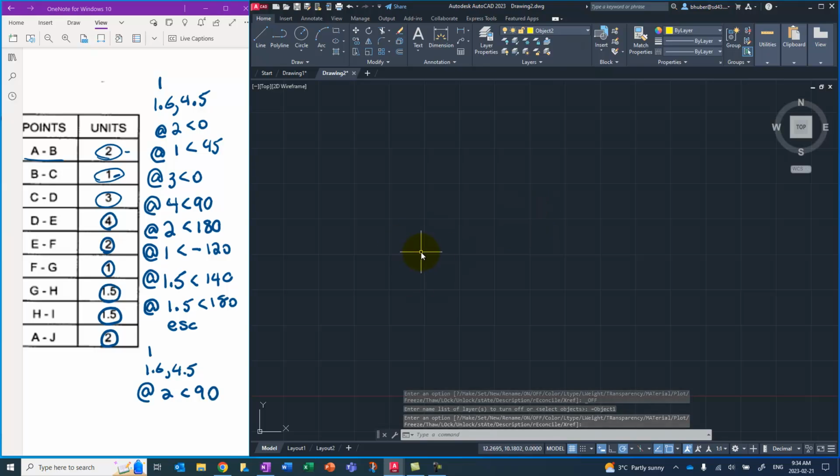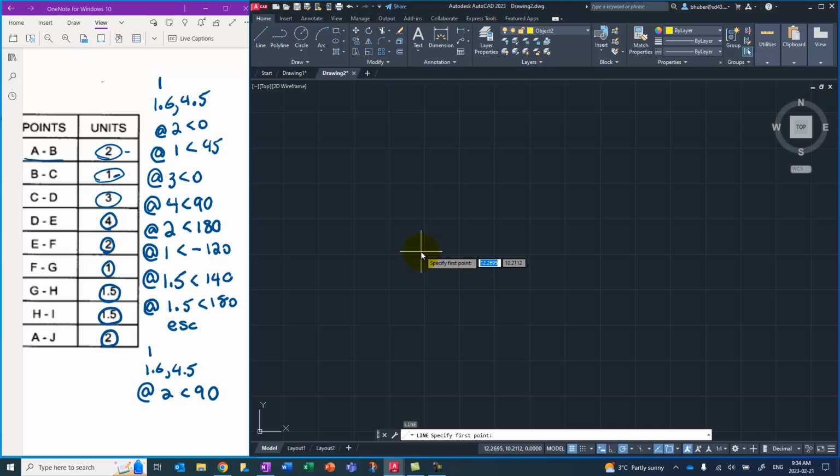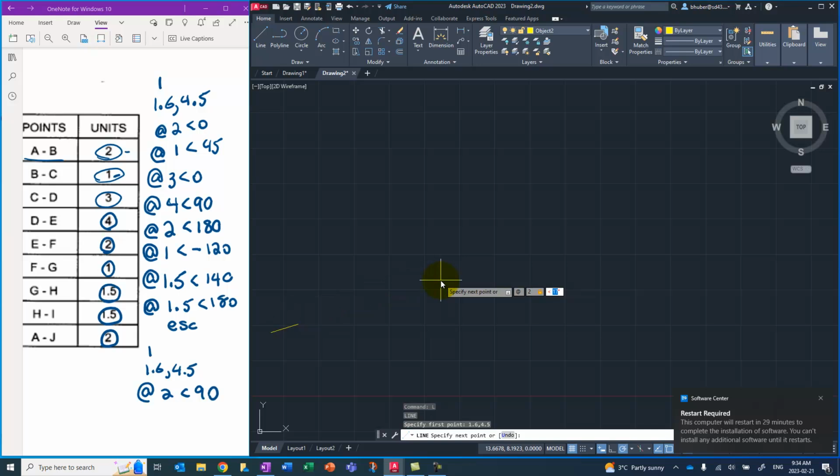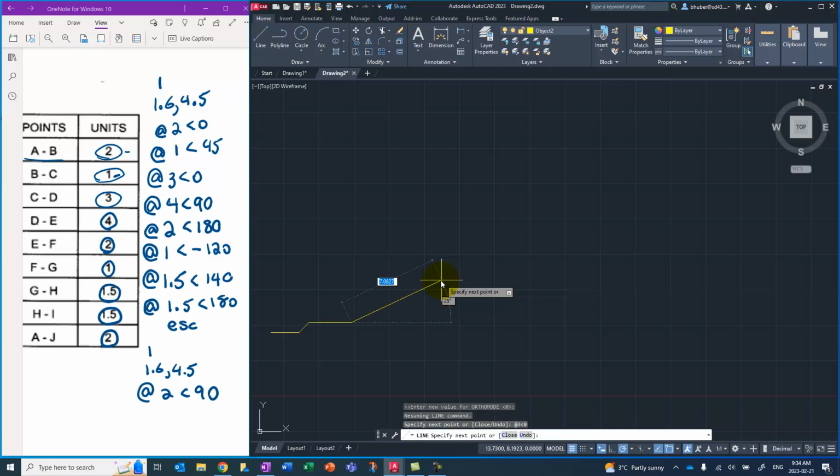So let's start our object by typing L for line. We'll put in our absolute coordinate. Okay, and I'm just going to type these at first. So we're going to go @2<0. And then @1<45, @3<0, @4<90, @2<180. Okay, so here's where I kind of want to pause for a second.